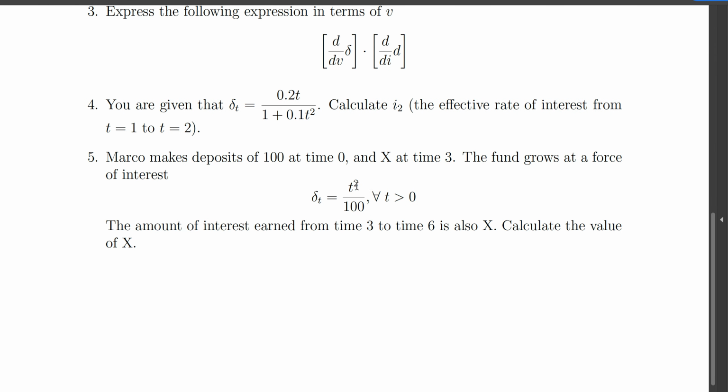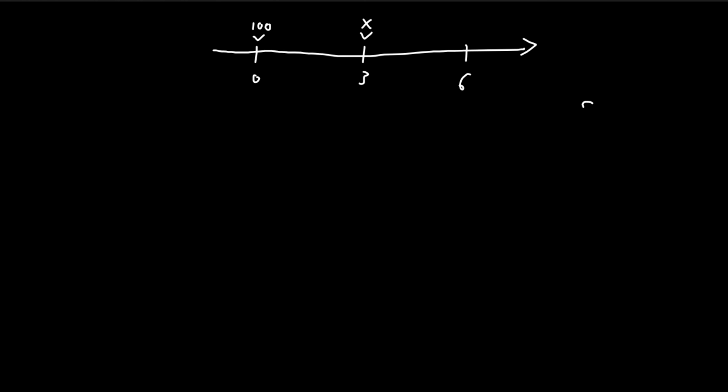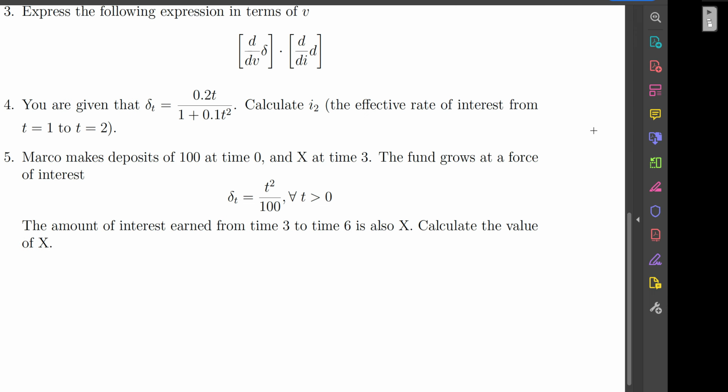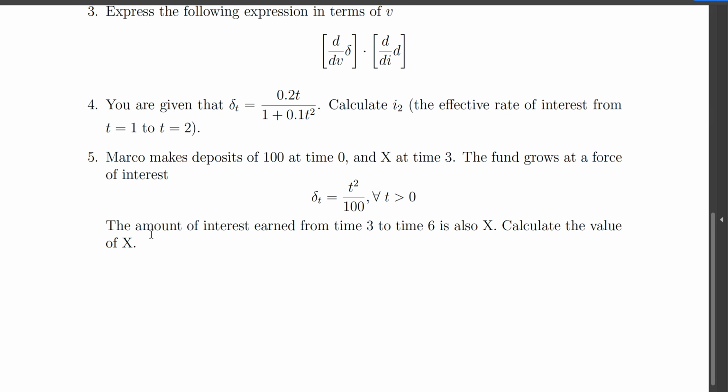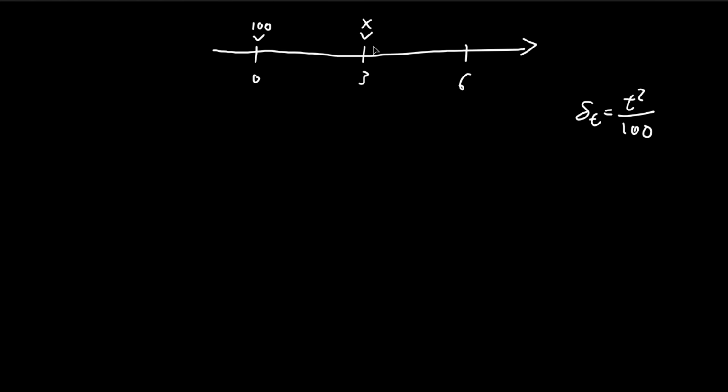And then we're told that it's growing under an interest environment where the force of interest is equal to t squared divided by 100. And we know that the interest earned from time 3 to time 6 is also equal to x. So you have a certain amount at time 3, and then this amount keeps growing all the way to time 6. And then the growth is equal to x as well. So now we need to find x.